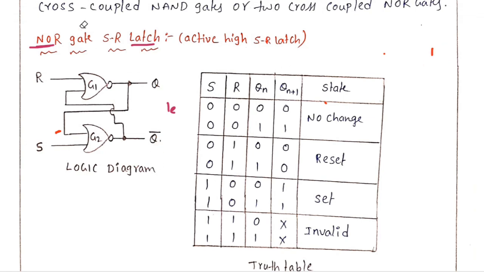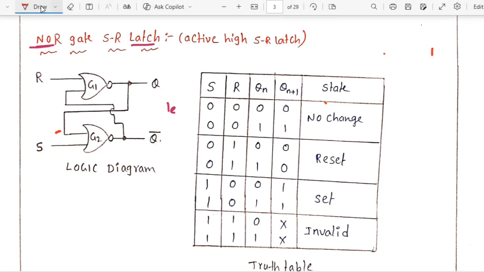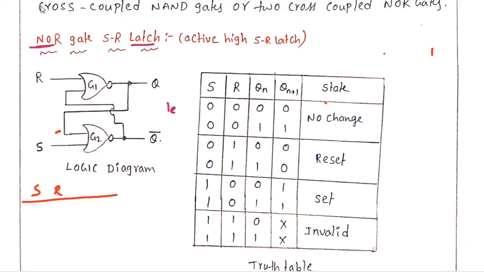Then only you will understand this truth table very clearly. That's why I'm writing the truth table. So S R, okay? So 0 0, 0 1, 1 0, 1 1. Clear? Now S plus R, NOR gate, A plus B bar. If A, B is the input, A plus B bar is the output of the NOR gate.